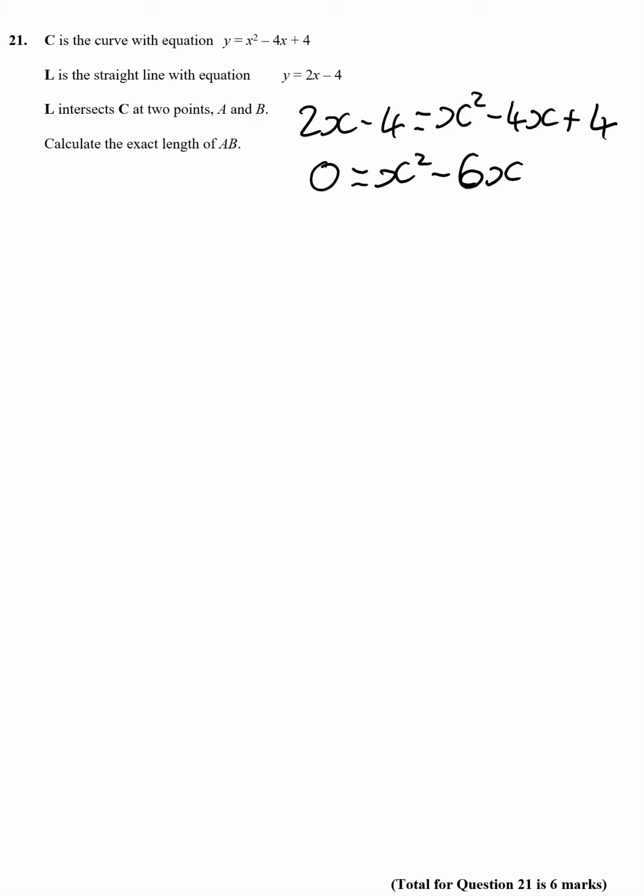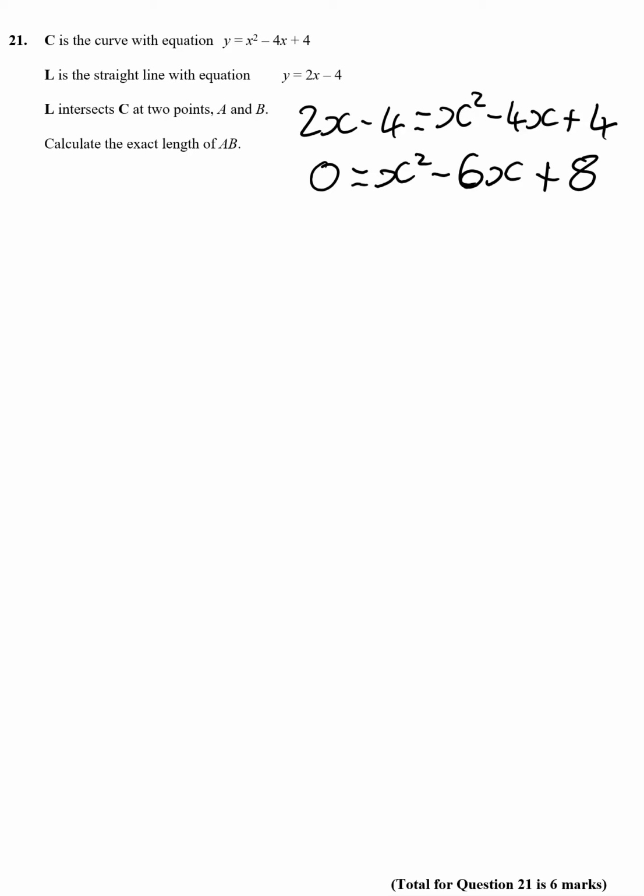Right, so we need to solve these simultaneously to get a value of where they cross. So basically we've got a curve and a straight line. So we can put them equal to each other because they're both equal to y. And then we can put it equal to 0. And we've got a quadratic equation.